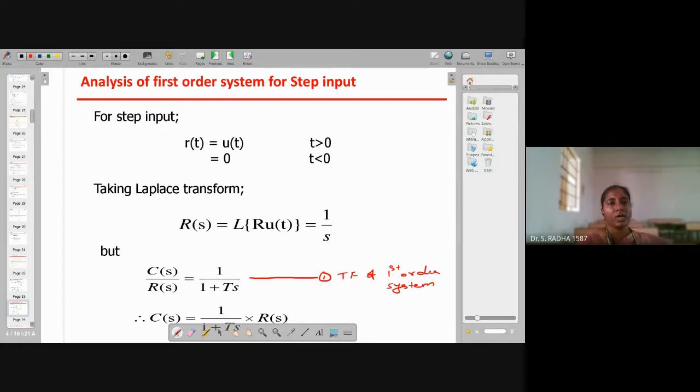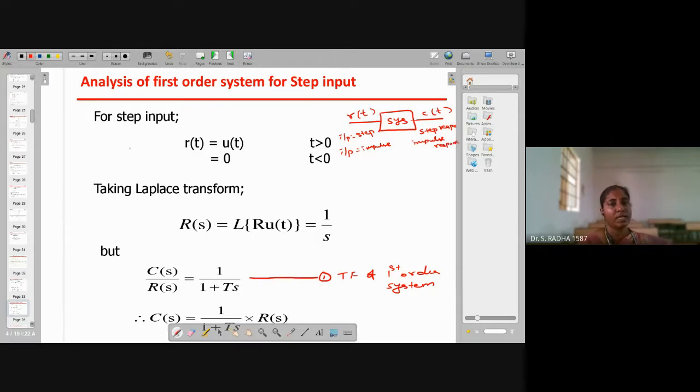So R of t equal to U of t. R of t is the general representation for any system. Generally, we use R of t for the input representation and C of t for the output representation. Here the input is a step signal; U of t means step signal. If input equals step signal, the output is called step response. If input is impulse signal, then the output is called impulse response. Response means output.